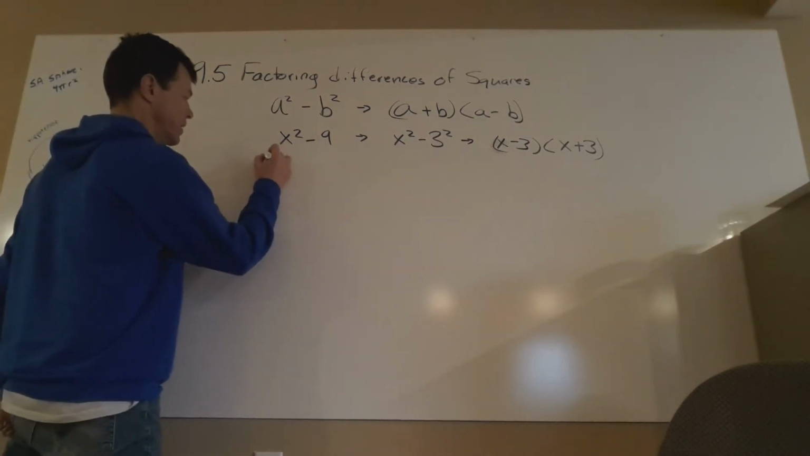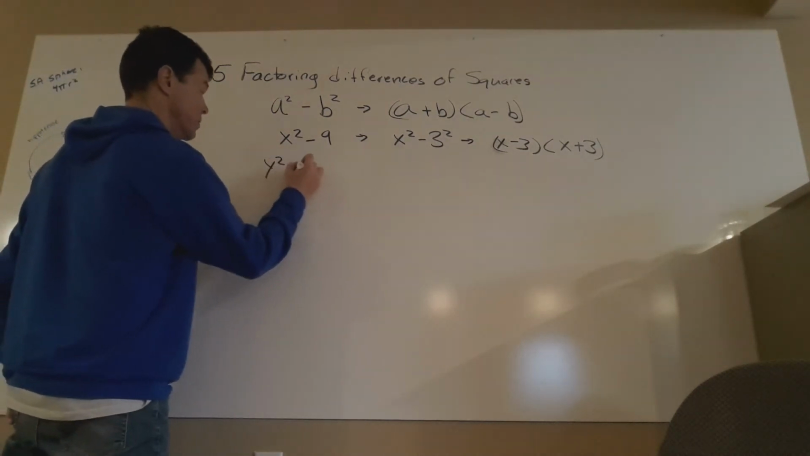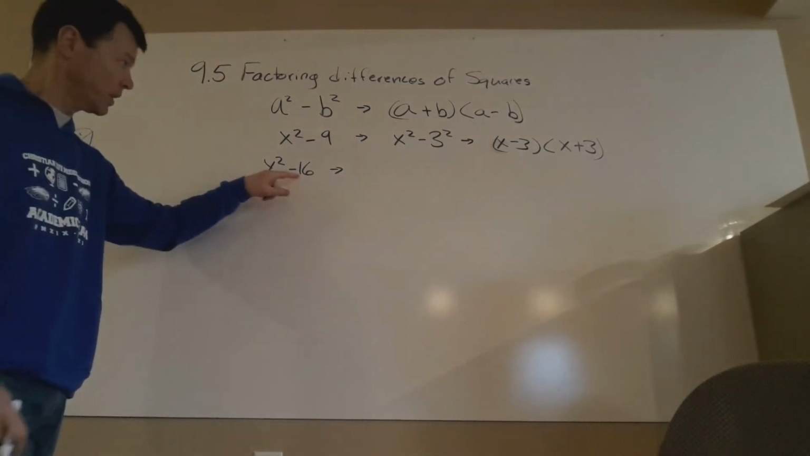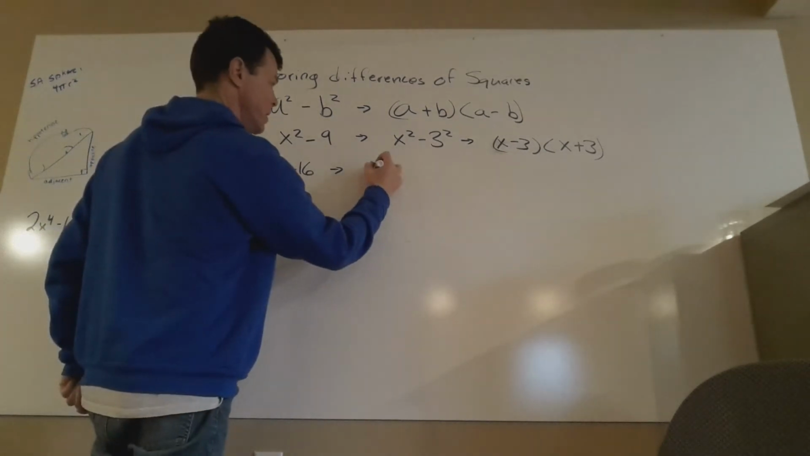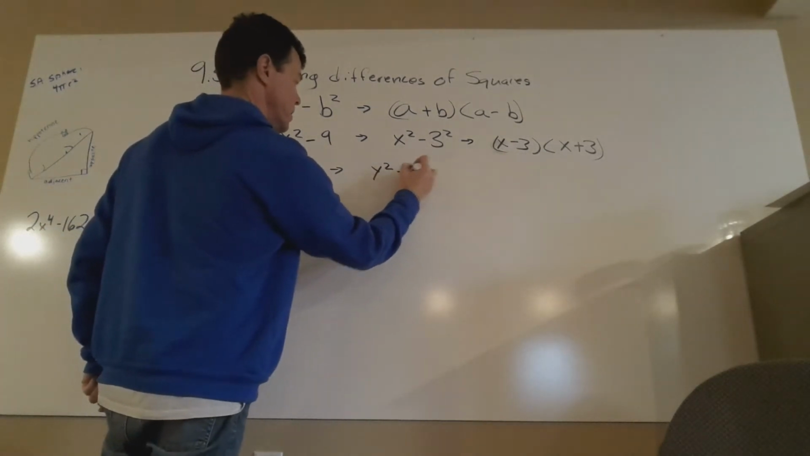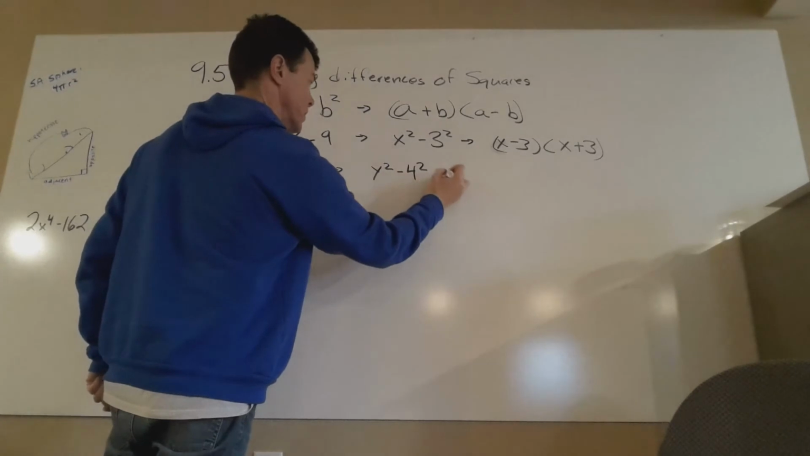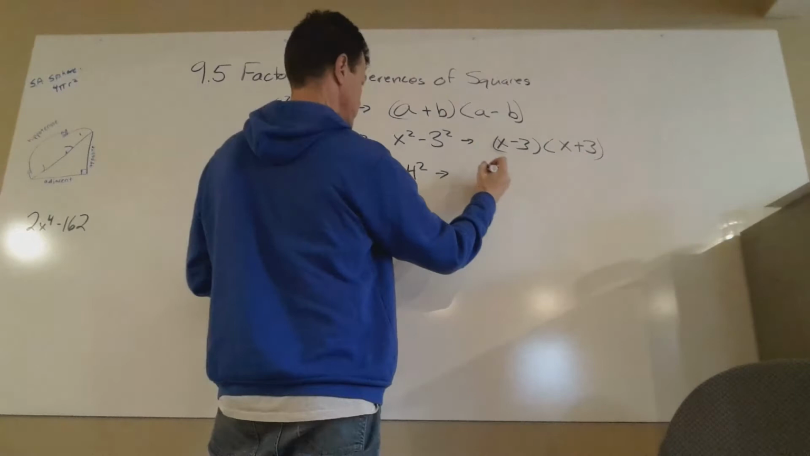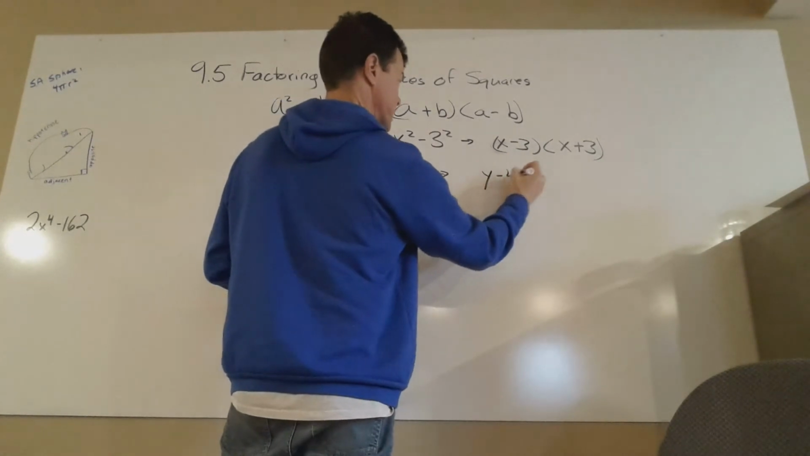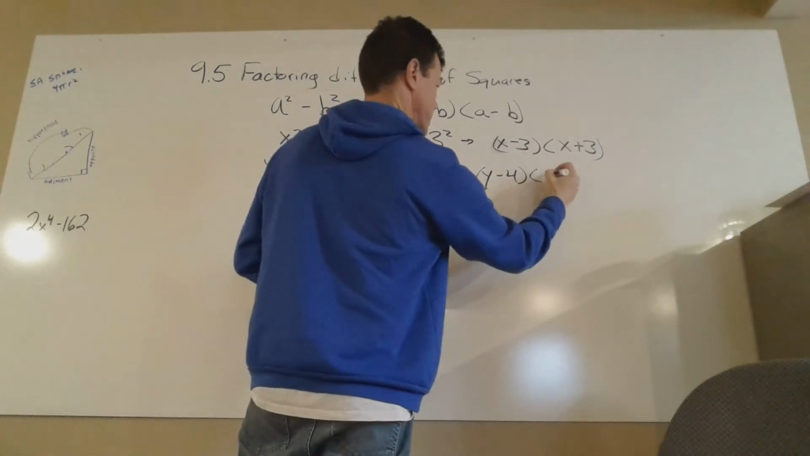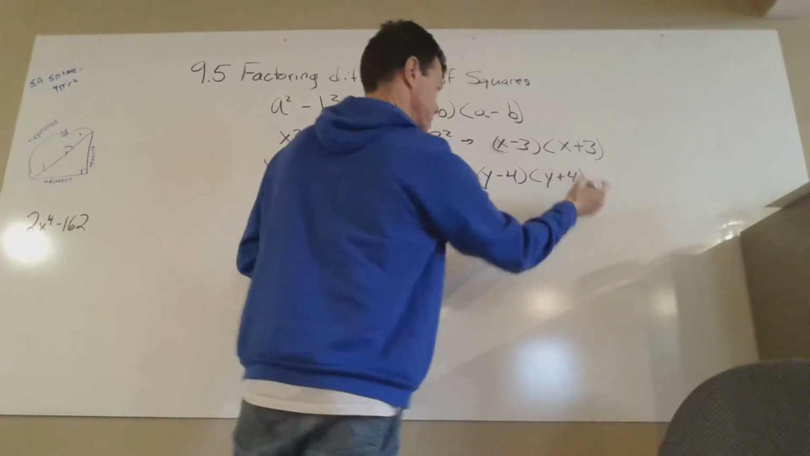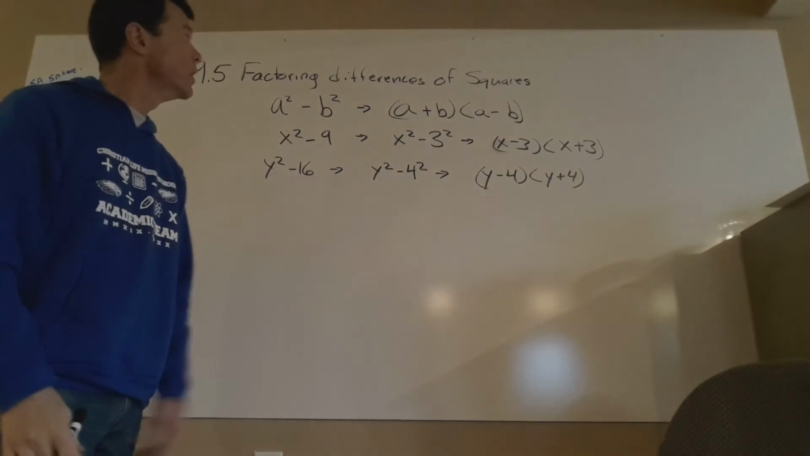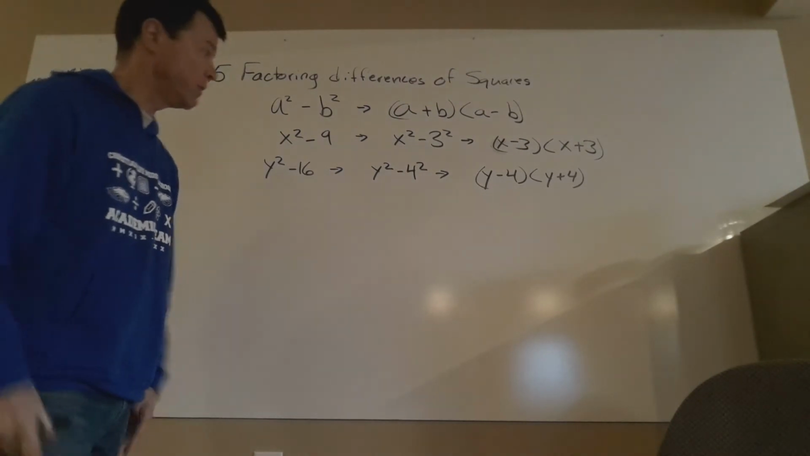Let's say we have y squared minus 16. Well, 16 is a perfect square, 4 and 4. So y squared minus 4 squared. The pattern for difference of squares works again in the same manner: y minus 4 and y plus 4. And that's pretty much everything that you will be using with difference of squares.